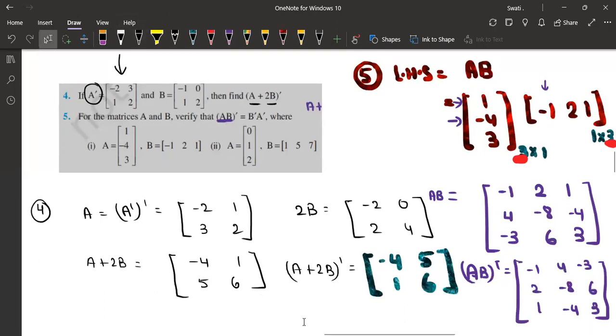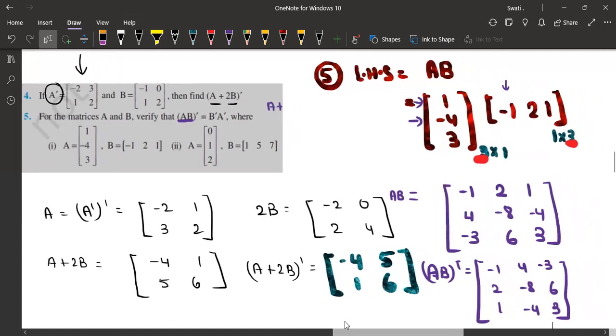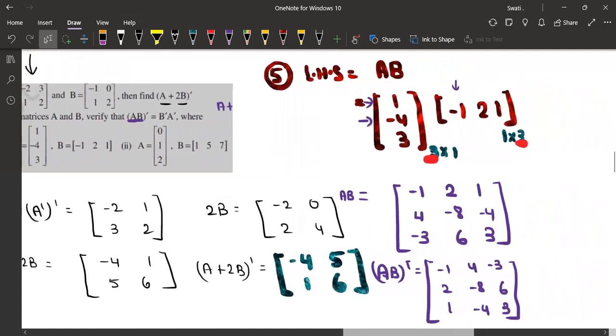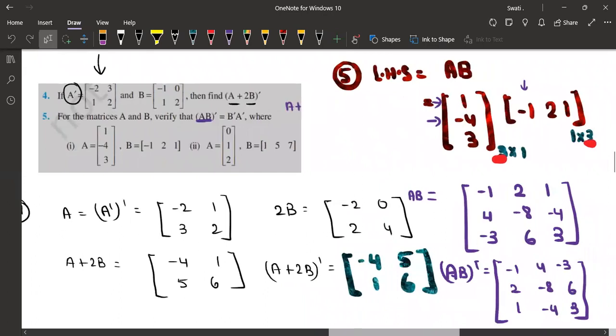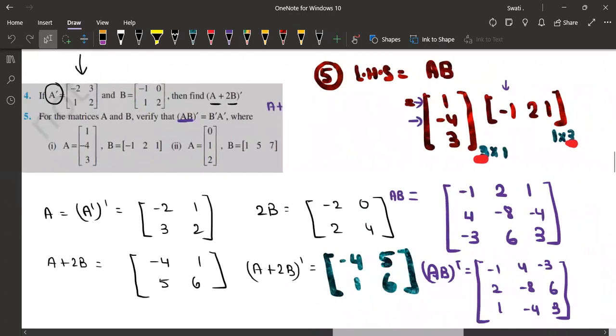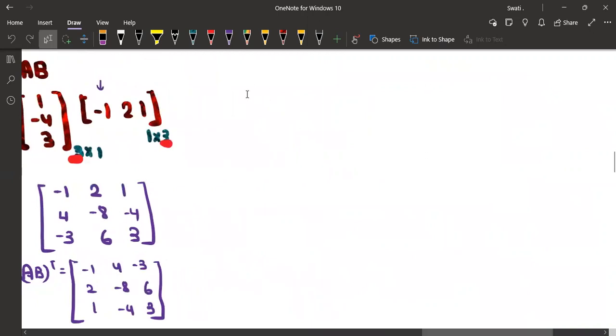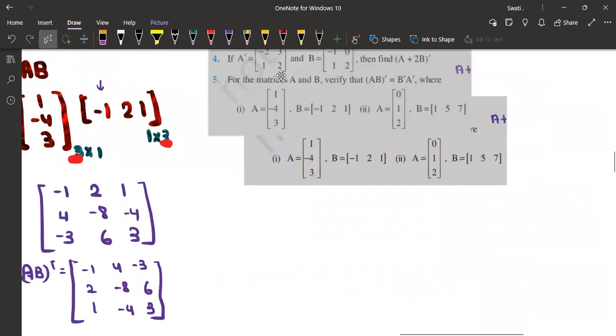Now, we are done with the LHS. We have to find out the RHS now. That is B transpose A transpose, right? So it's like the product of B transpose and A transpose. For that, what are we going to do? We are going to write down the B transpose and A transpose. And for that, I'll just paste the question once again because it is a little difficult to go every time.